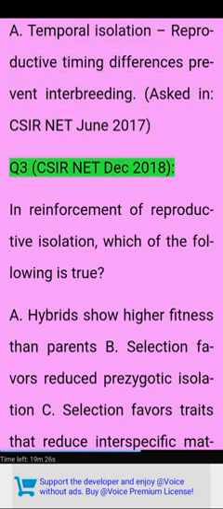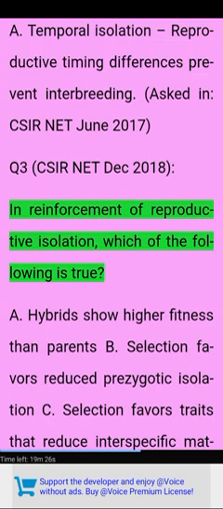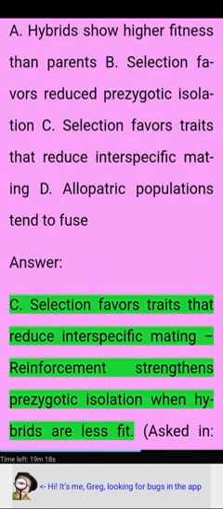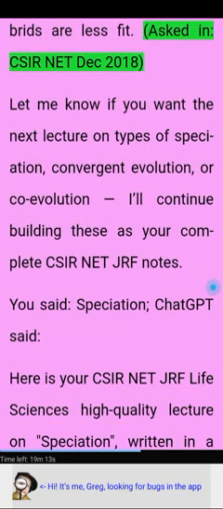Q3, CSIR NET December 2018. In reinforcement of reproductive isolation, which of the following is true? A, hybrids show higher fitness than parents. B, selection favors reduced prezygotic isolation. C, selection favors traits that reduce interspecific mating. D, allopatric populations tend to fuse. Answer: C, selection favors traits that reduce interspecific mating. Reinforcement strengthens prezygotic isolation when hybrids are less fit. Asked in CSIR NET December 2018.